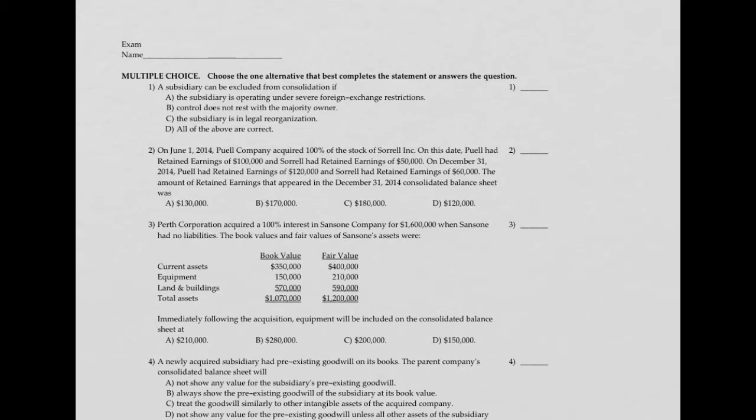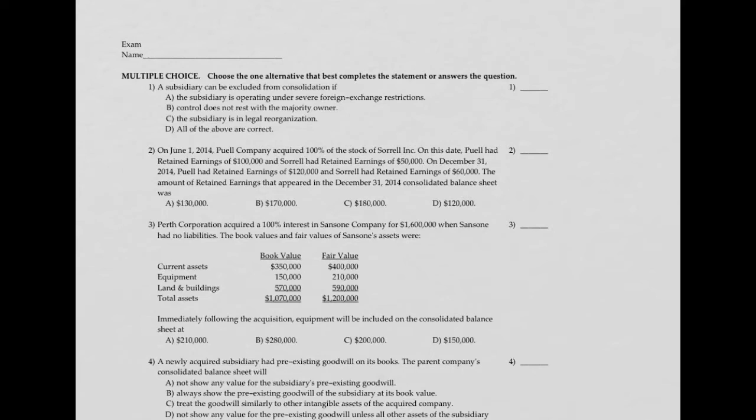Question number 1, a subsidiary can be excluded from consolidation if: A, operating under foreign exchange restrictions, then it can't be consolidated because we don't have control. B, control does not rest with the majority owner, same thing, we don't have control. C, the subsidiary is in legal reorganization, that means we don't have control. The bankruptcy court or a receivership has been appointed, that's what that means, and we don't have control of that, and that means D, all of the above are correct because we don't have control. The whole issue with a subsidiary being consolidated is if we have control. So that just drives home that point.